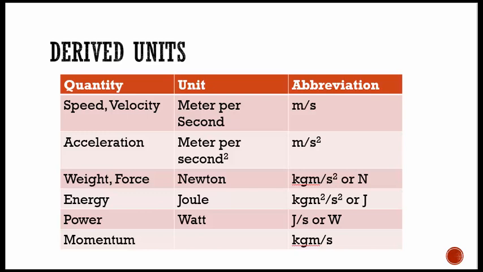Energy is measured in joules, and if you look in the column with the abbreviations, it shows you what those really are in the fundamental units. Power is a watt, and momentum doesn't have a special name. It's a kilogram meter per second. And just keeping track of these will help you know if you've done your calculations correctly.